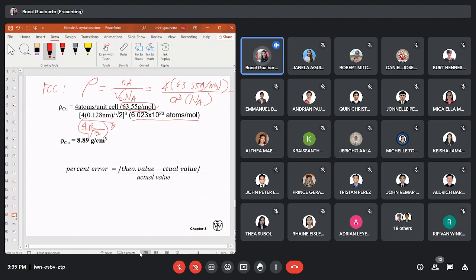Kindly recompute using your calculators. What is then the value? What is the value? Miss Romelia, what is the value? Wait lang po, ma'am.